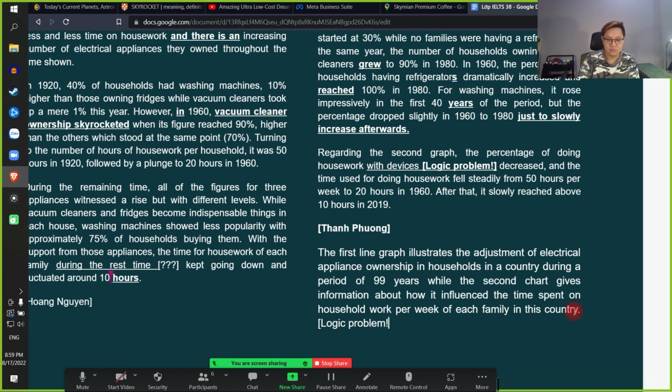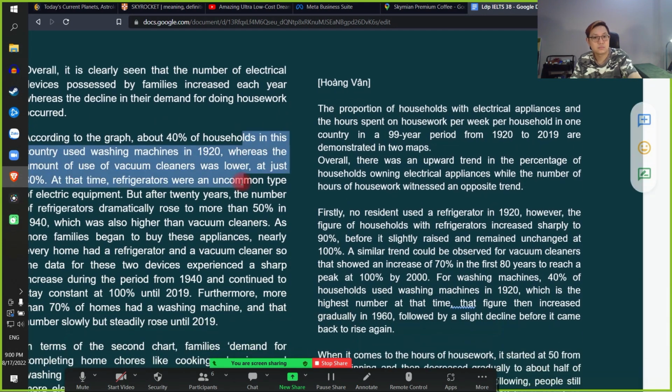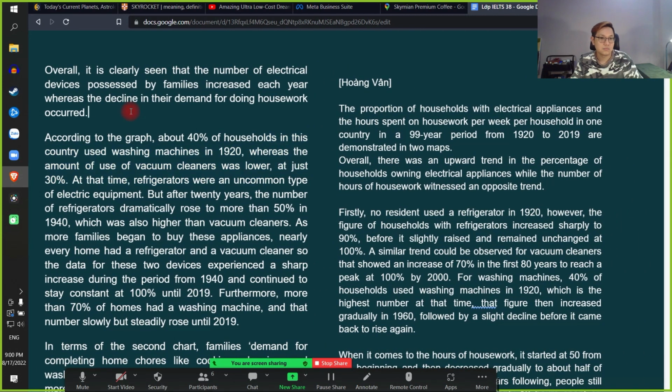Đó, vấn đề về suy luận nè. Không có chắc nha. It's not something that happens. This is just an assumption that you made. Đây chỉ là một cái giả định mà em đưa ra thôi, mà thực sự có chắc không? You don't know. Then don't do it. Okay. It's clearly seen that the number of electrical devices possessed by families increases each year.